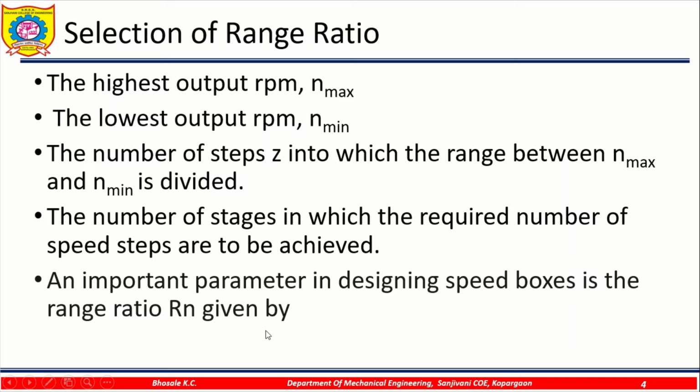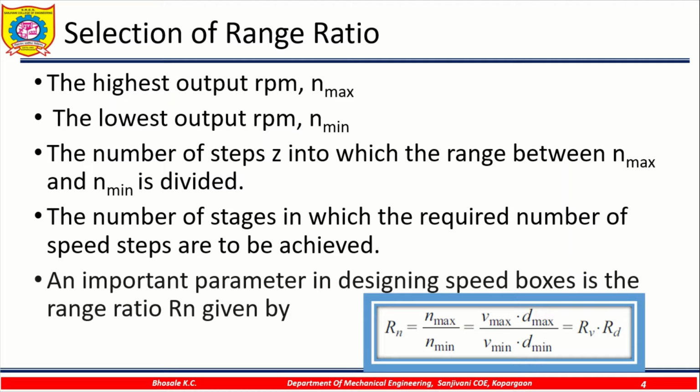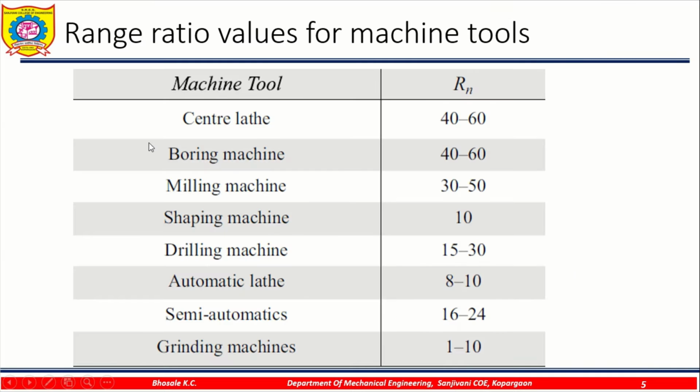An important parameter in designing the speed box is the range ratio. Rn is given by Rn equal to N max upon N min. So it is the ratio of the maximum speed to the minimum speed. What are the range ratio values for machine tools? These are some standard range ratio values for the machines. For example, for a shaping machine, the range ratio will be 10. So the ratio of the maximum speed to the minimum speed of the shaping machine is 10.